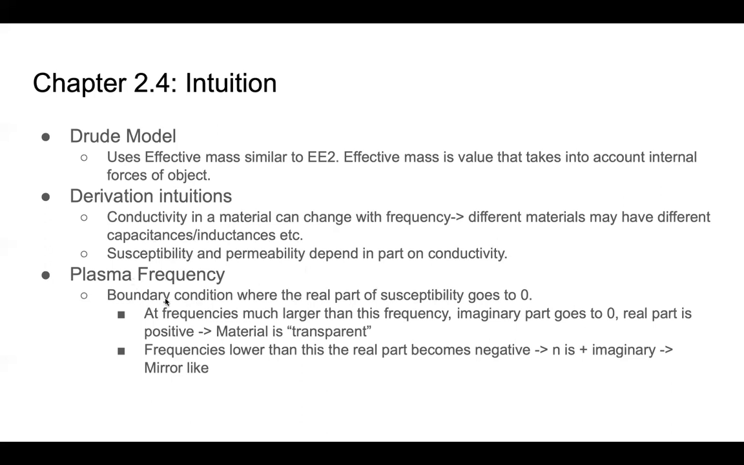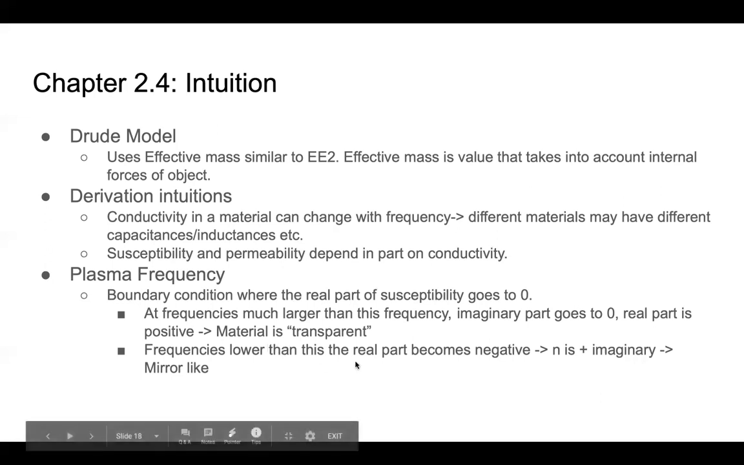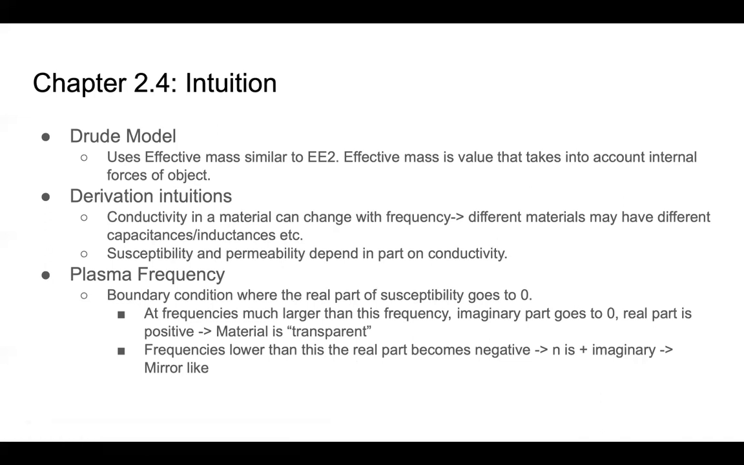So the plasma frequency is when the boundary condition of the real part of the susceptibility goes to 0. When the frequency is much larger than the plasma frequency, the imaginary part basically approaches 0. It's not equal to 0. And the real part is positive. So the material kind of becomes transparent to this frequency. And if our frequency is lower than this, the real part becomes negative. So n is, you know, positive imaginary. So it becomes kind of mirror-like.